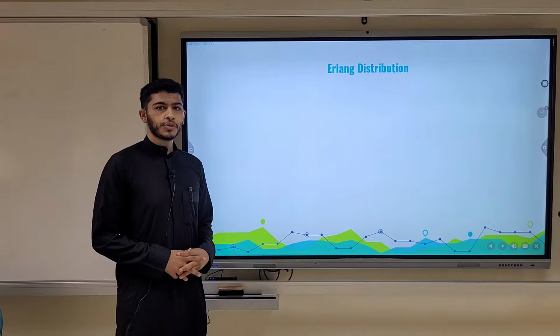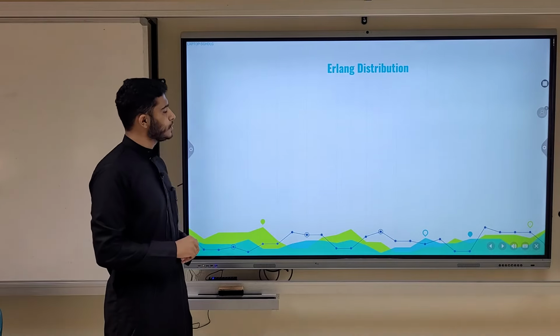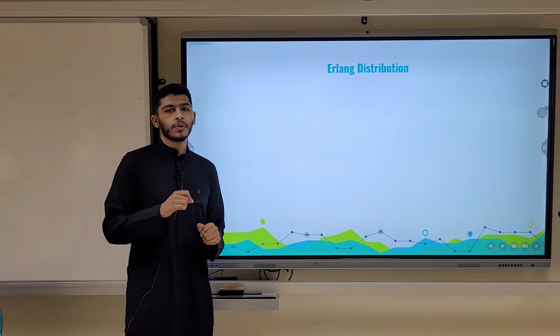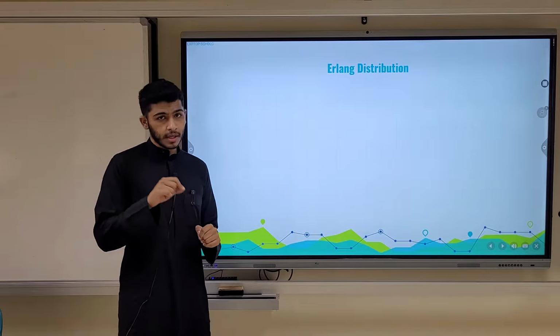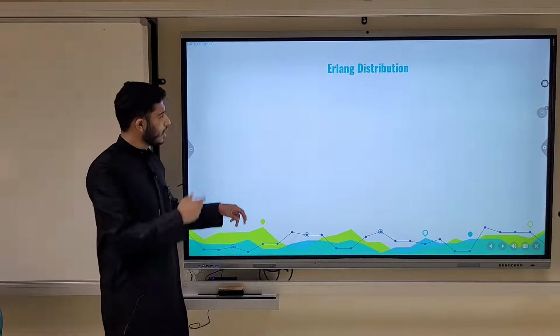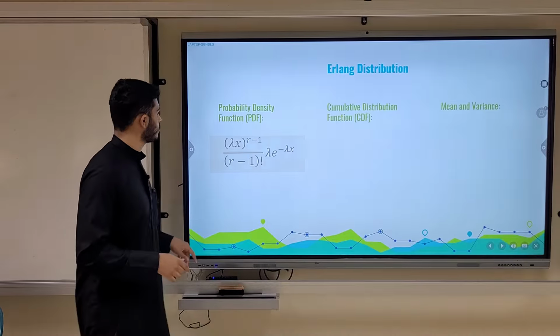you. The next distribution we're going to be talking about is the Erlang distribution. The Erlang distribution follows a Poisson process. That's why we can solve it using a Poisson distribution or Poisson random variable. Why would we want to do that? Well, look at the formula. Have a look at the formulas and see why we would want to do that.